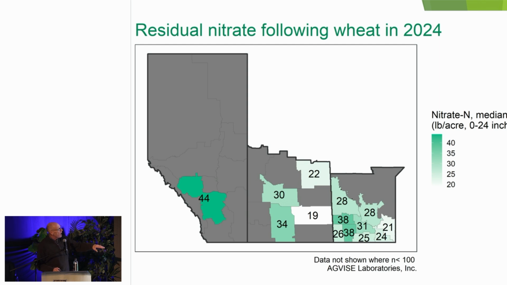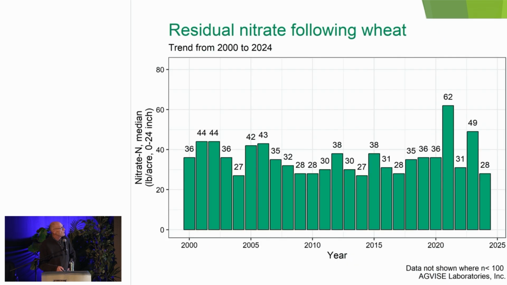And if you look at what the carryover nitrogen was after wheat this past year, I'm going to try to zero in on Manitoba down here. Some varied levels within the province, actually lower in the east, a bit more carryover in the west. But those numbers in themselves, what are they telling us?